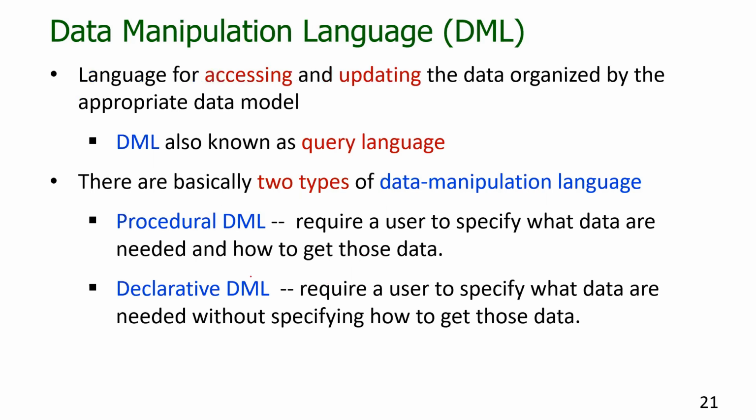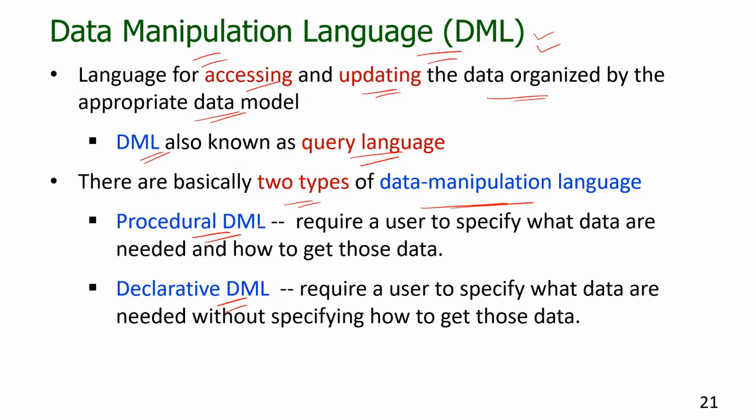Then another database language, the data manipulation language, called DML. The data manipulation language is mainly for accessing and updating the data organized by the appropriate data model. It is also known as query language. If you want to retrieve data, access data, or view data, we use data manipulation language commands. There are basically two types of data manipulation languages: one is procedural data manipulation language, another is declarative data manipulation language.